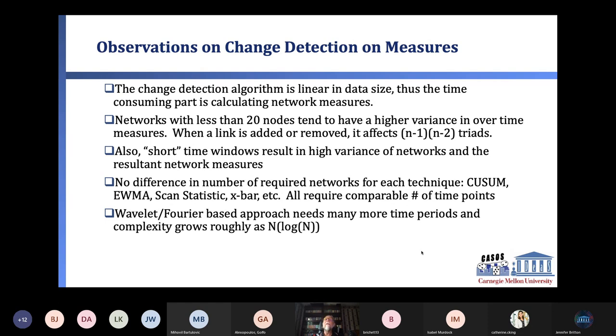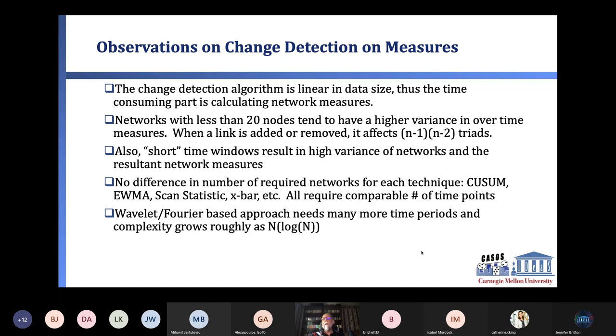The overall process of detection of change on measures is very scalable. Why? Because essentially the hard work is carrying out calculation of the metrics on the networks, because the networks are much, much bigger. But as soon as we carry out, even if we wanted to track 20 metrics, still we've reduced an entire network down to just 20 numbers.